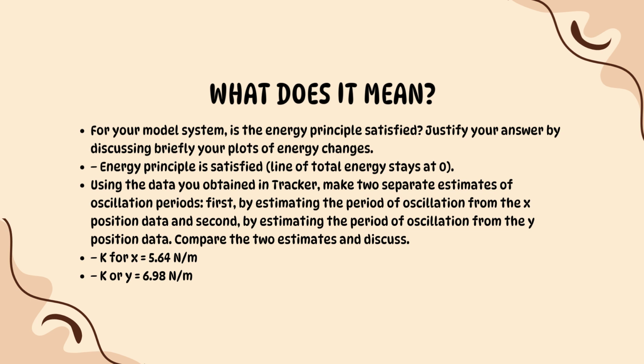Now going on to the two "what does it mean" questions. For the first one, the energy principle is satisfied because, as I mentioned, the orange line stays at 0, so total energy is not changing. For the second question, using the period of oscillation formula, which is equal to 2 pi times the square root of m over k, I found k for x as 5.64 and k for y as 6.98, which shows deviation. Depending on which direction you're choosing to look at, you'll get different k values. That's something to definitely keep in mind.